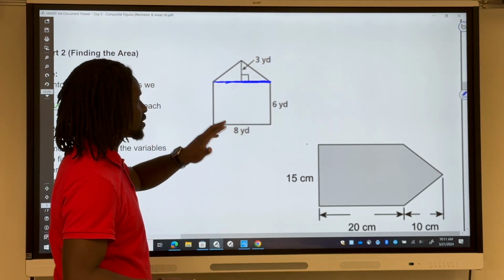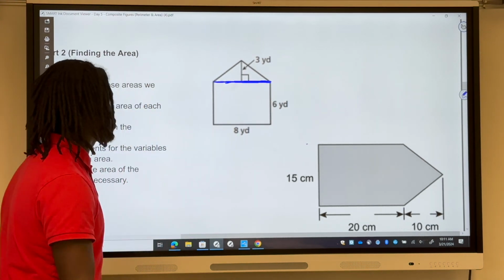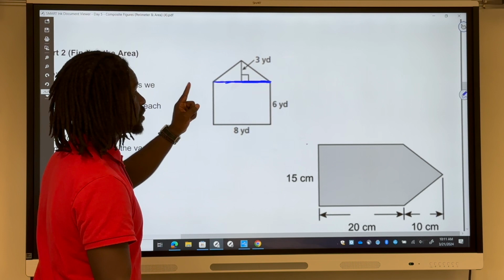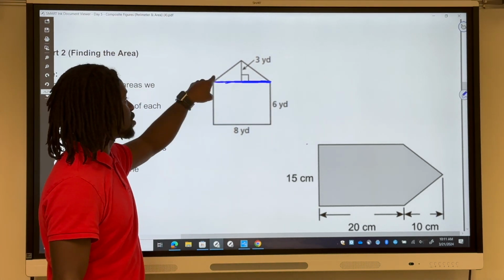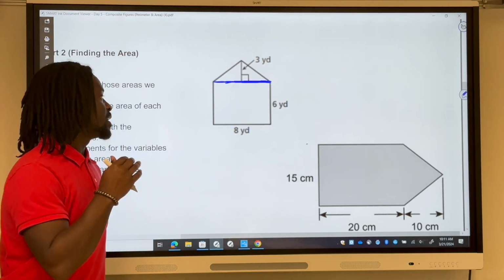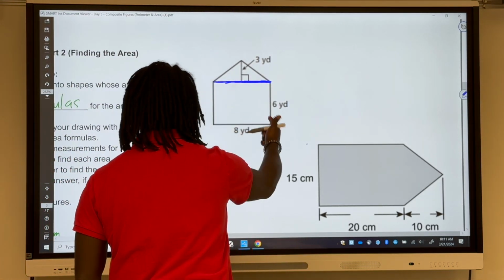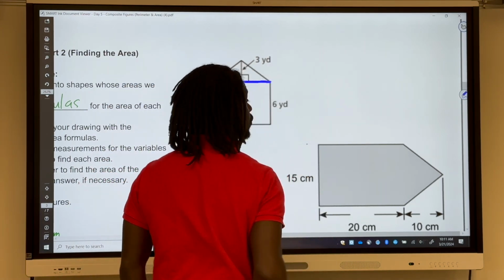I know this looks like a square, but I know it's not a square because this is 8 and this is 6. The sides aren't equal. So first step is cut it. Now, step number 2 is I am going to write down the formulas for each of these. So I'm going to go to my formula sheet.